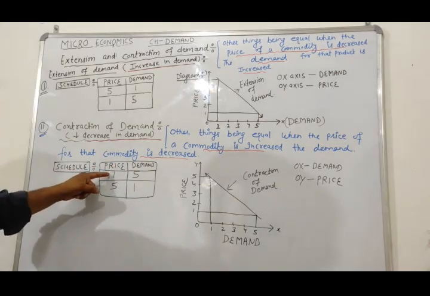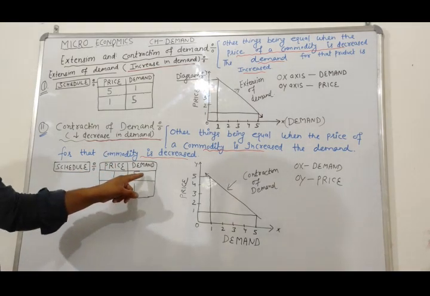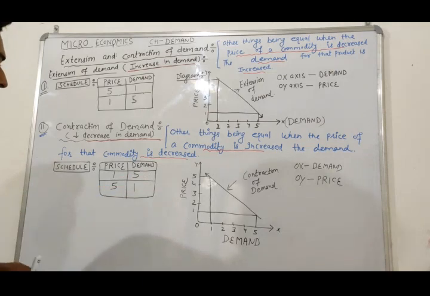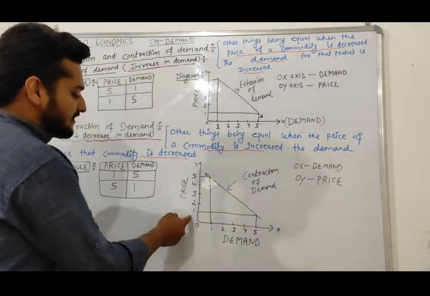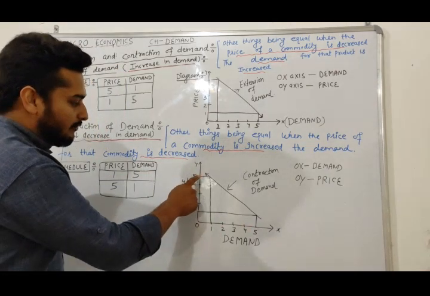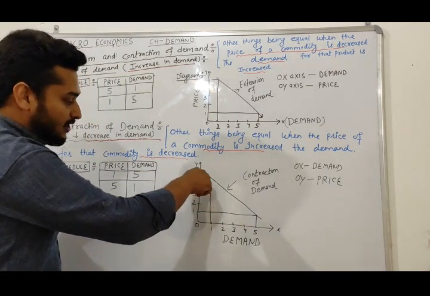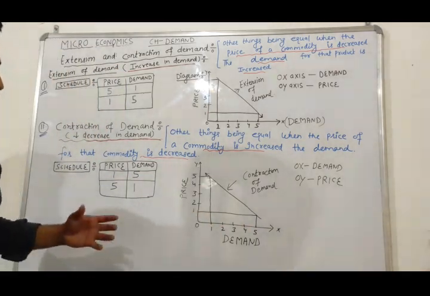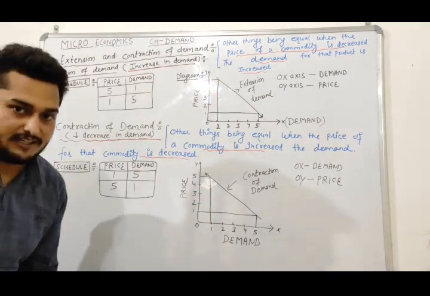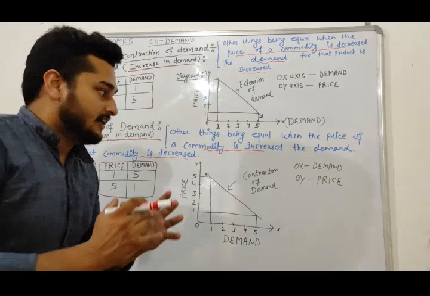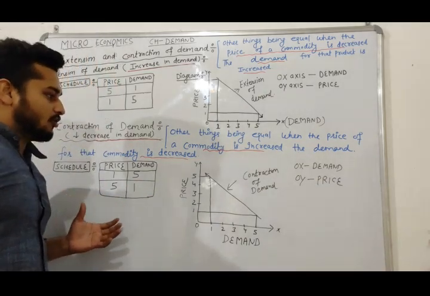So when the price of a commodity is increased from 1 to 5, our demand is decreased from 5 to 1. When the price of a commodity is 1, our demand is 5. And when the price is increased from 1 to 5, our demand is decreased from 5 to 1. So it's a contraction of demand. Means when the price of a commodity is increased, the demand for that commodity is decreased.